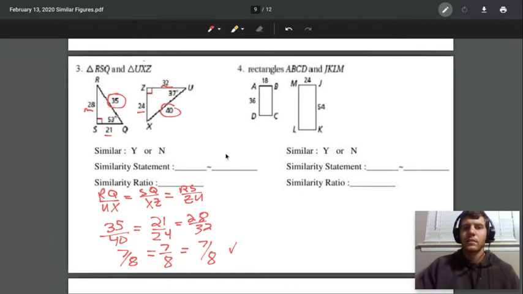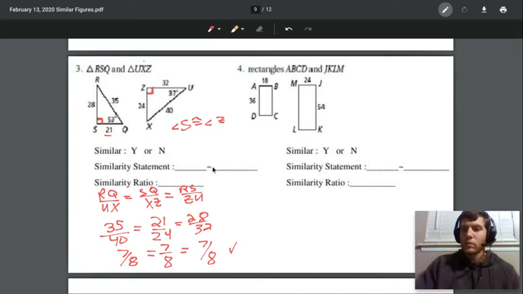Then the next thing we have to check is our angles. So let's look at our angles. We have angle S is a right angle, so it's 90 degrees. It's going to correspond with angle Z, which is 90 degrees. So since they're both 90 degrees, angle S is going to be congruent to angle Z, meaning they have the same measure.